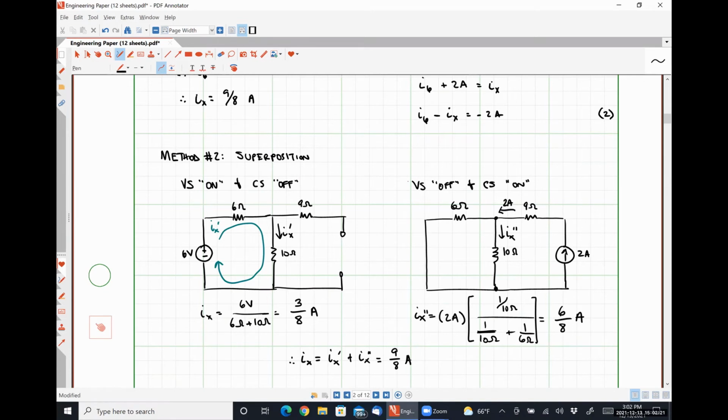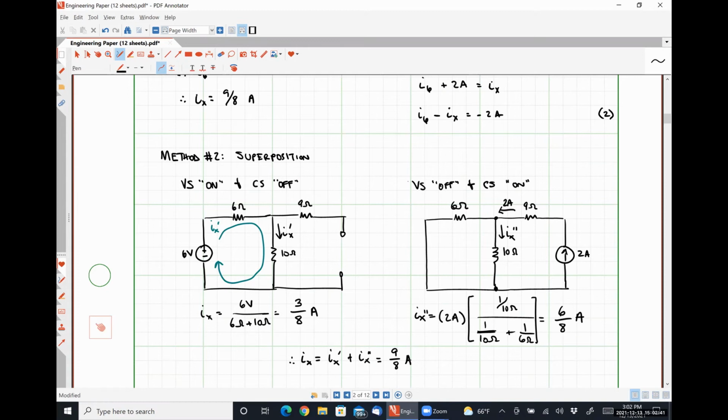I would argue that while we do have to analyze the circuit twice in this case to use superposition, the analysis that we have to do is a lot easier than what we had to do with both sources on at the same time. So this is pretty powerful by itself.